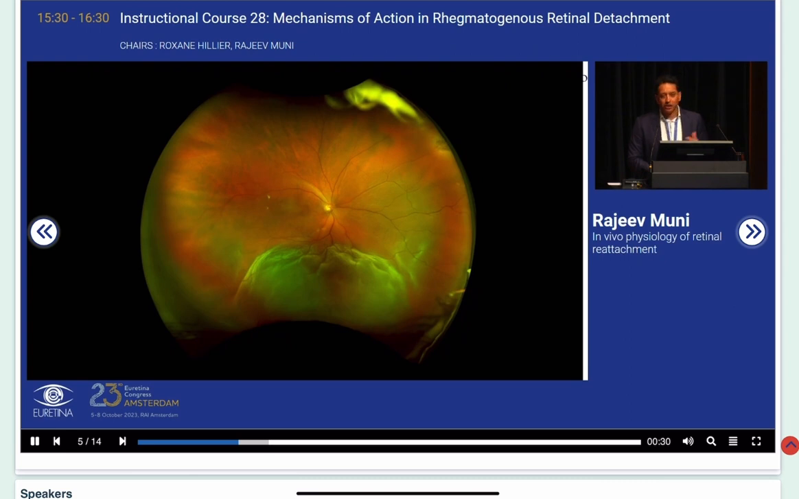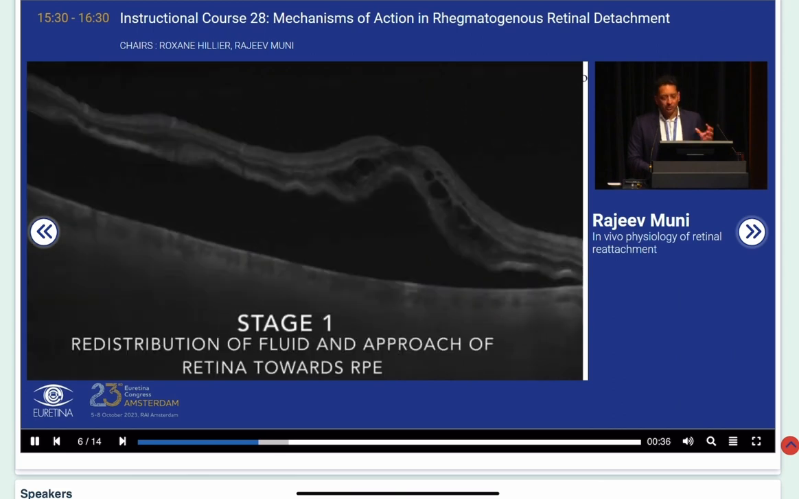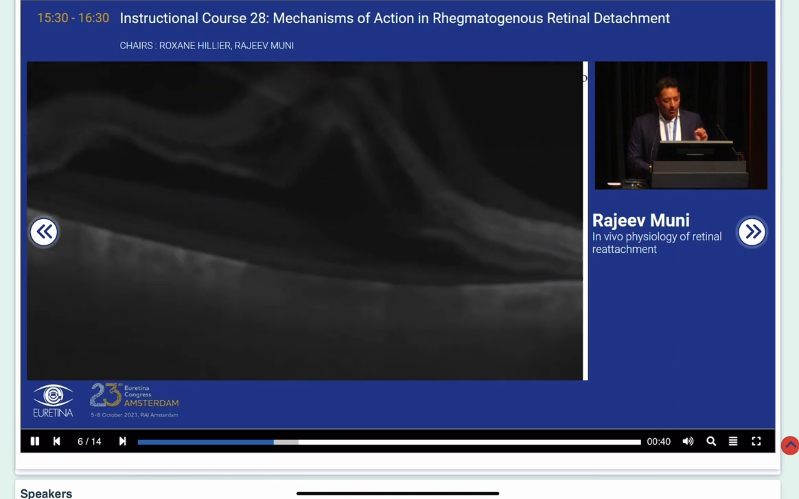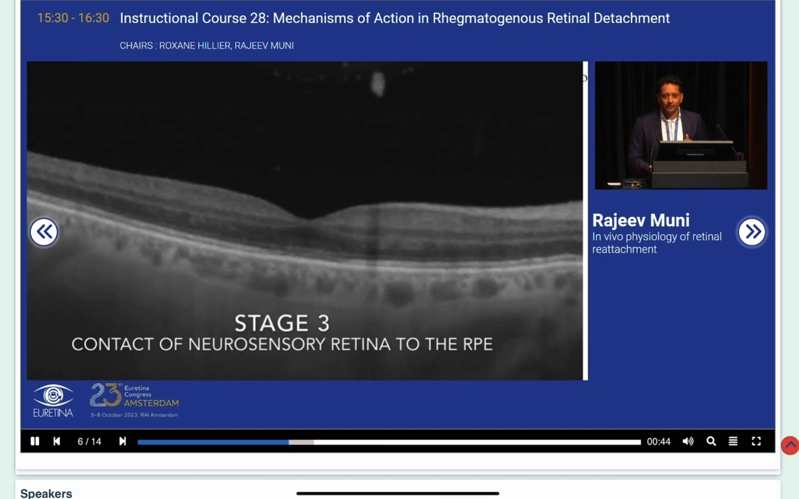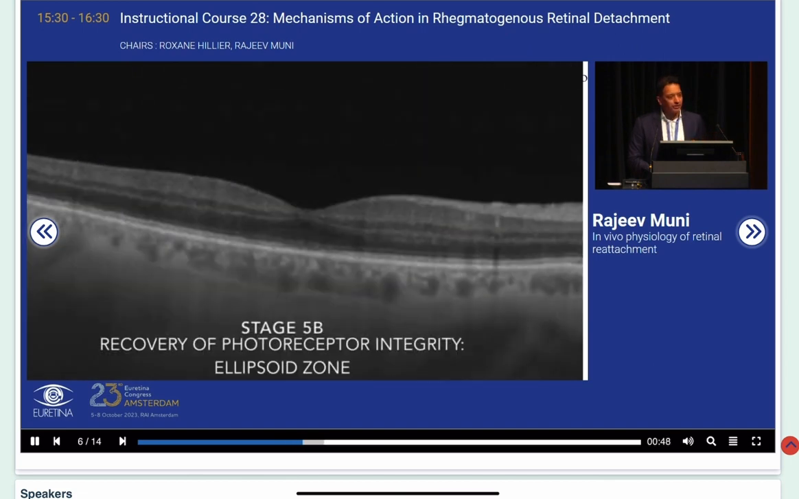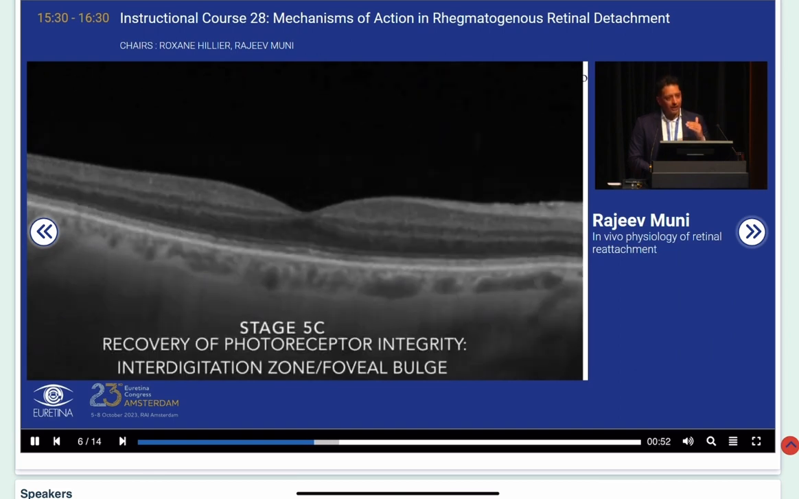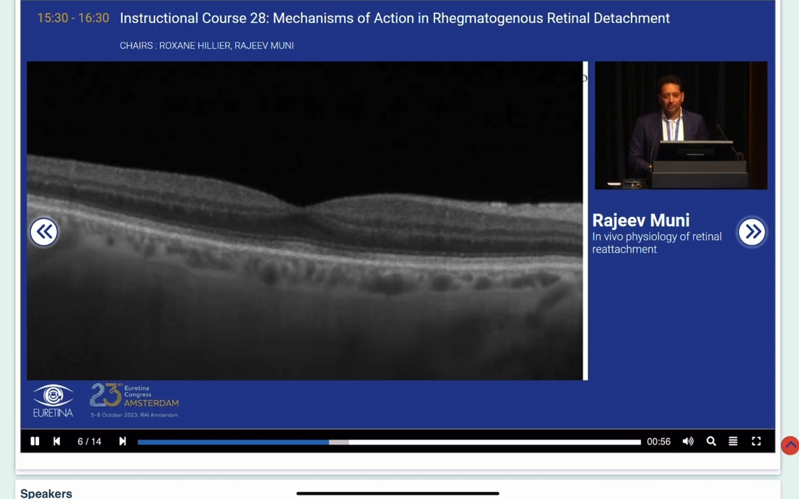So take this patient with a macula-off retinal detachment. Initially, you see some cystoid macular edema and corrugations. When we put the bubble in, there's a redistribution of fluid. In stage 2, look at the corrugations and the CME that go away. In stage 3, you get contact of the retina with the RPE. In stage 4, there's a deturgescence of the photoreceptor layer. And in stage 5, you get recovery of the outer retinal bands from the ELM to the EZ to the interdigitation zone in a very predictable manner.